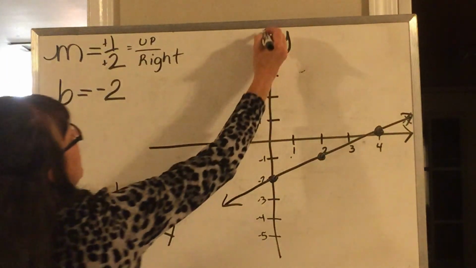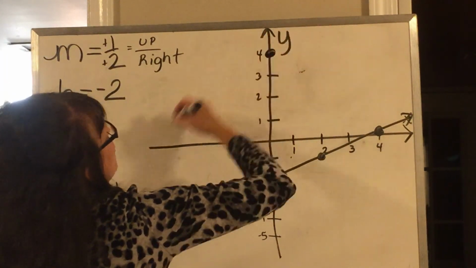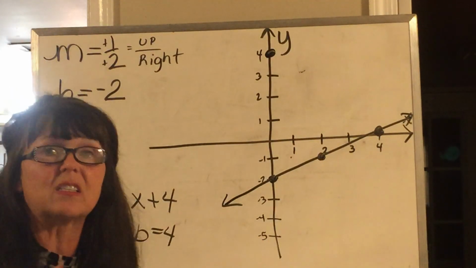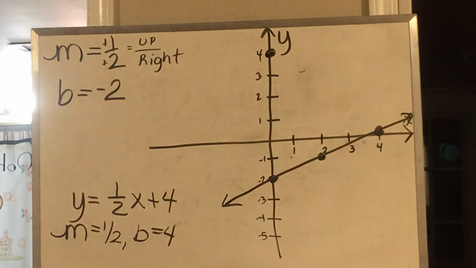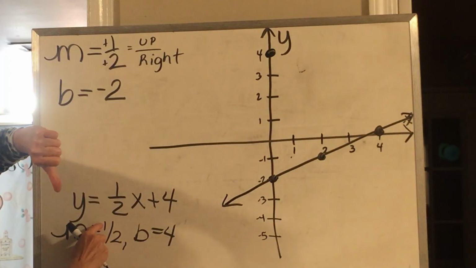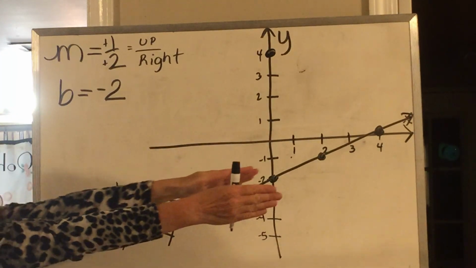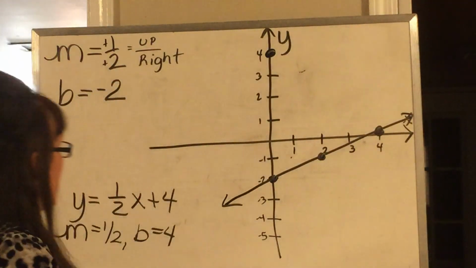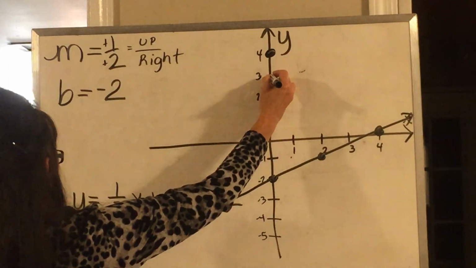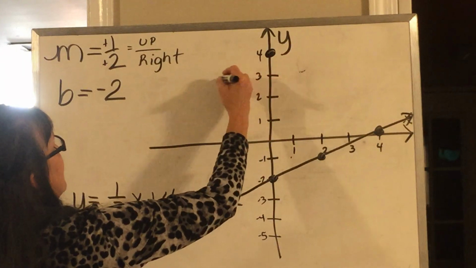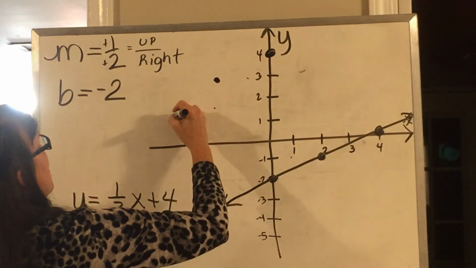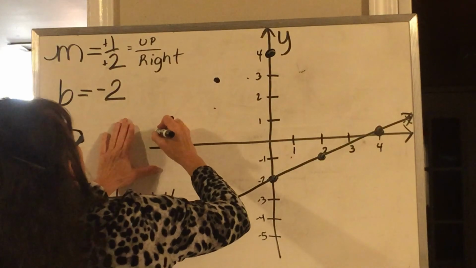And I wanted to go up 1 and over 2, but I'd run off my graph. But we know we can reverse it and still get the same line. So instead of up 1, I'd have to go down 1. Instead of right 2, I would have to go left 2. Okay, so the plan is to go down 1 and then left 2. Okay, down 1, left 2. Okay, maybe that's good enough.